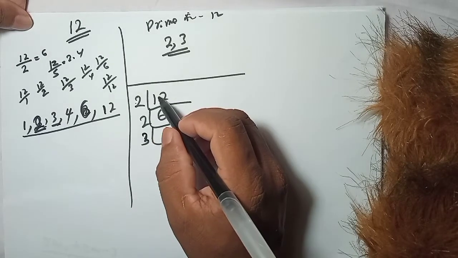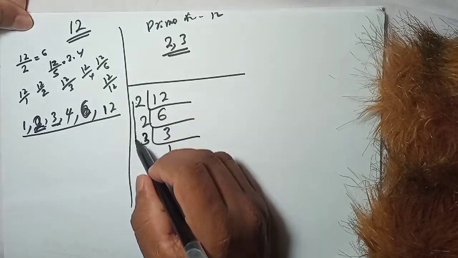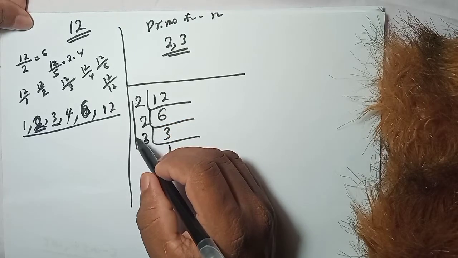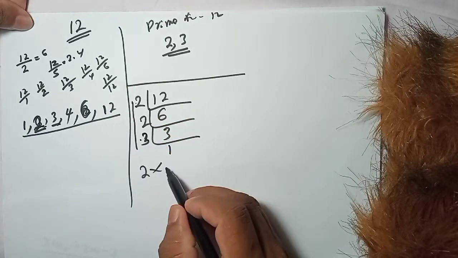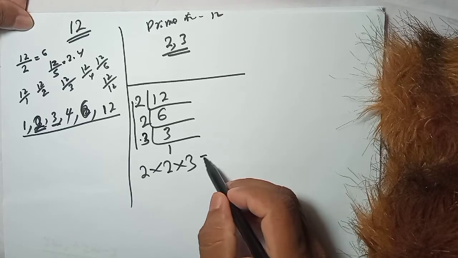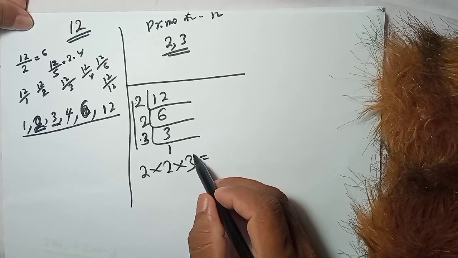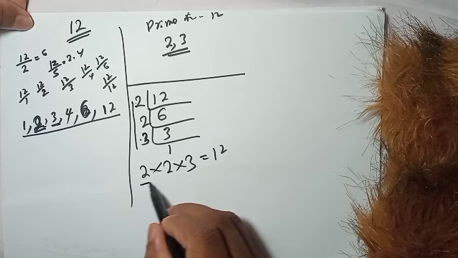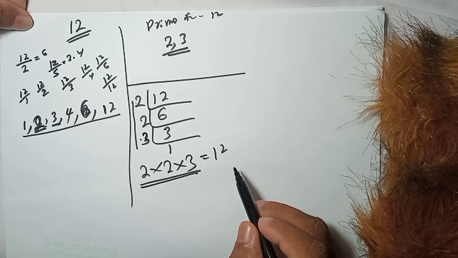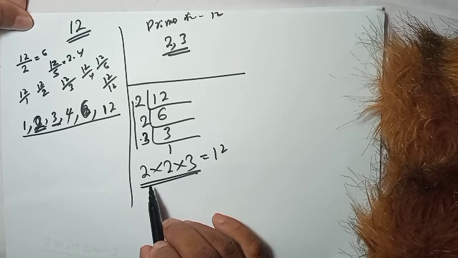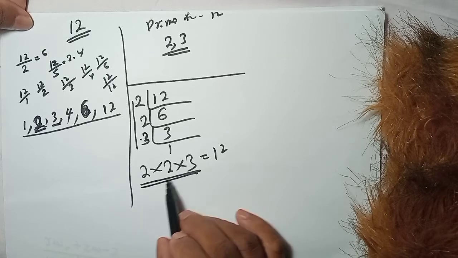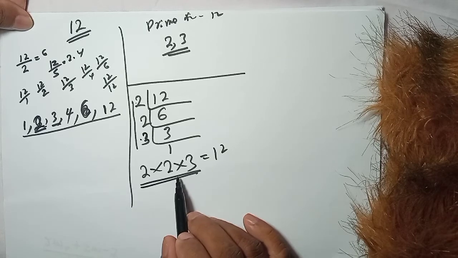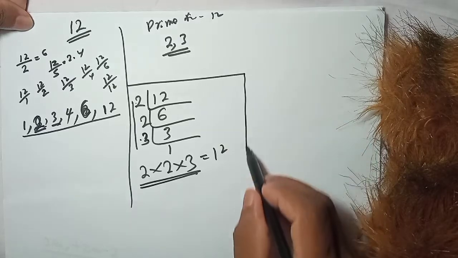Now when you multiply these, I will write 2 into 2 into 3. 2 into 2 is 4, and 4 into 3 is 12. That's why this is the product. 12 as a product of its prime factors, this is the answer.